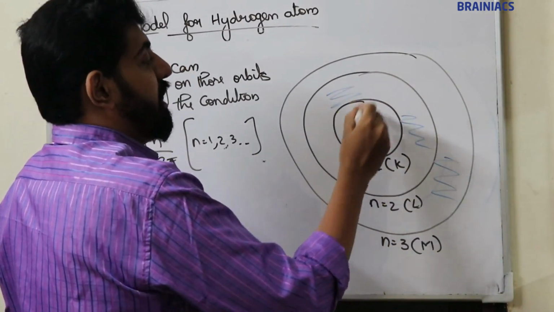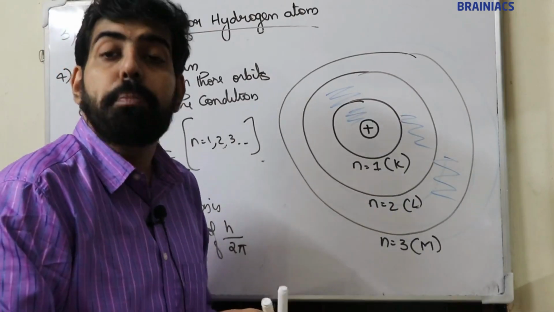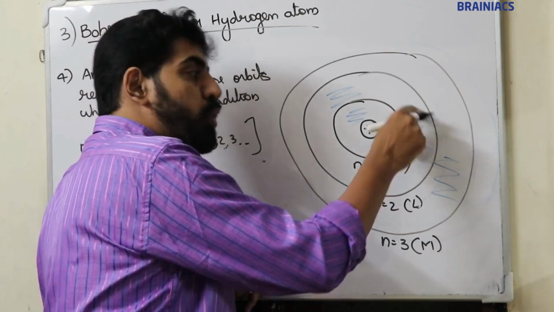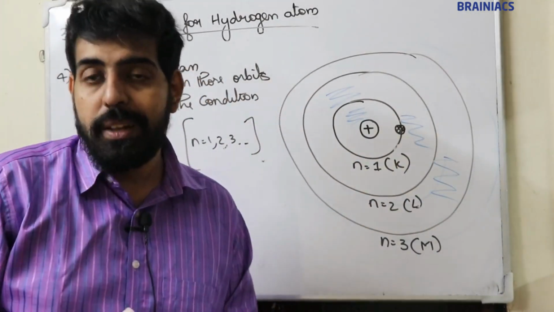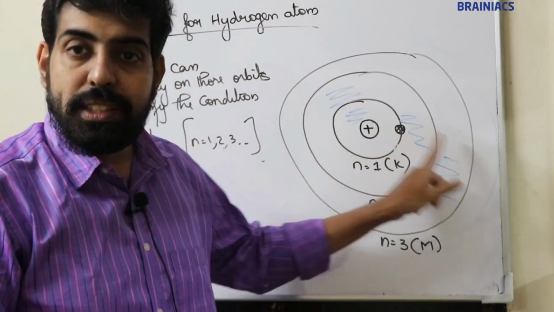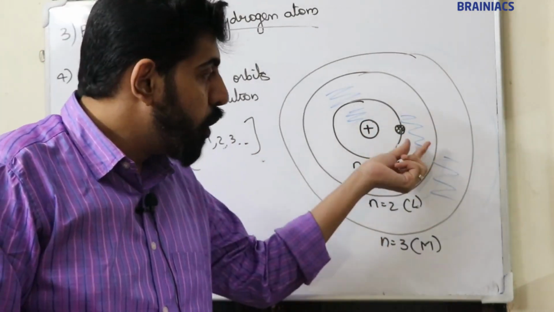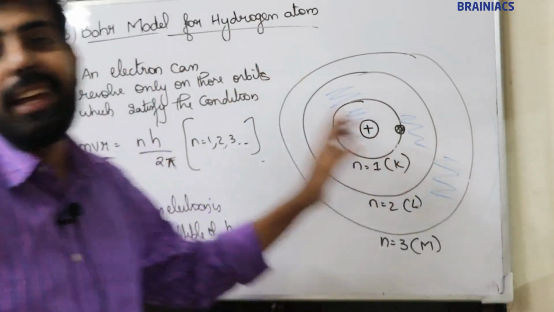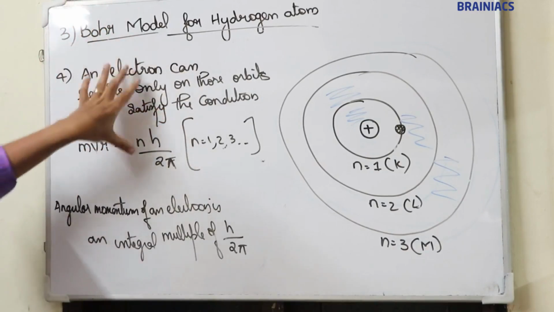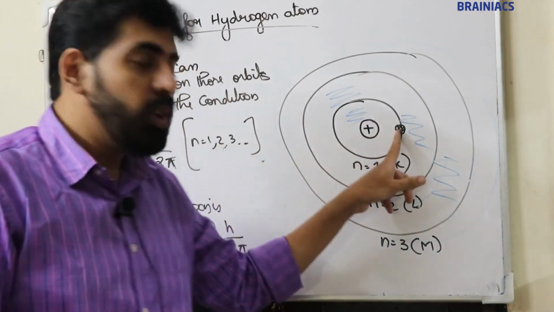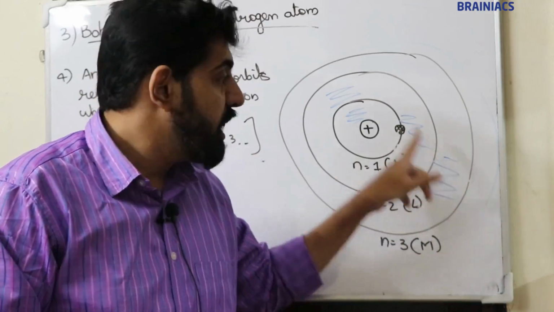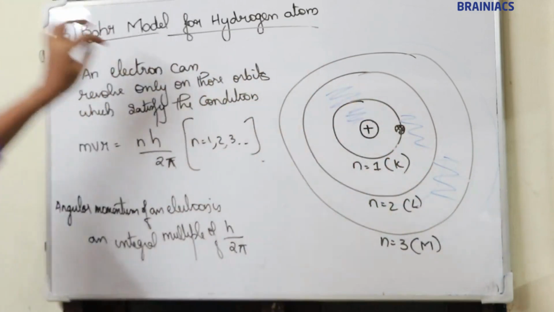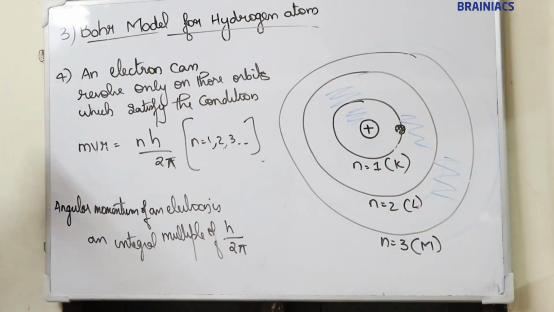You can see so many gaps there, but electrons are forbidden to move to these gaps. They are not allowed to come to these gaps. They are permitted to move only on orbits. This postulate shares that idea. Electrons are not allowed to move to these gaps; they are permitted to move only on orbits. This is what this postulate tells us.